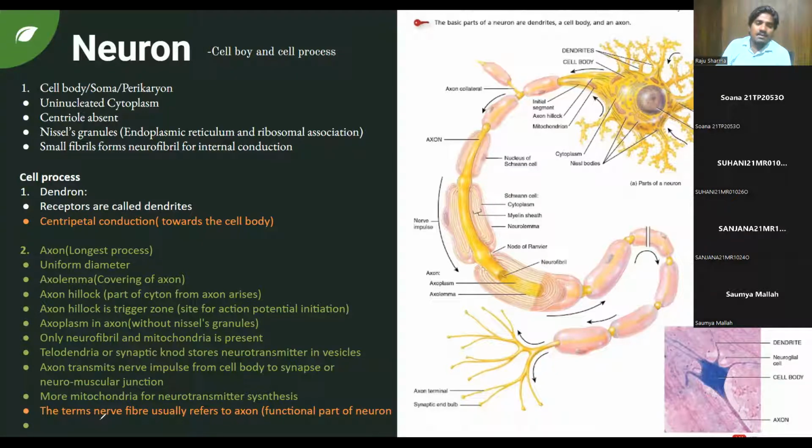ठीक है, and the last क्या है, the term nerve fiber usually refers to the axon which is a functional part of the neuron. तो मतलब जो हम लोग कभी भी यूज करते हैं ना वर्ड ये nerve fiber, तो वो किसके लिए यूज करते हैं, actually it includes the part of the axon. ठीक है, तो ये पॉइंट इंपॉर्टेंट क्यों है, when we learn the difference between nerve fiber and ganglion, तो उसमें आपको ये हेल्प करेगा. ठीक है, but for now आप इसे जस्ट रिमेंबर कर सकते हो that the term nerve fiber usually refers to the axon which is the functional part of the neuron. Is it clear?